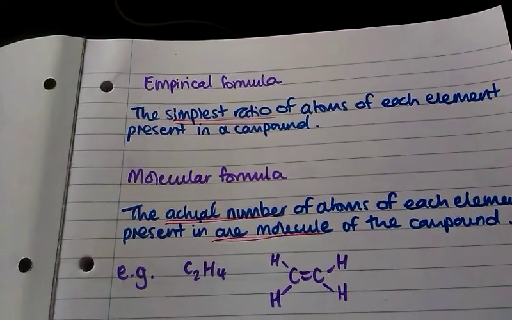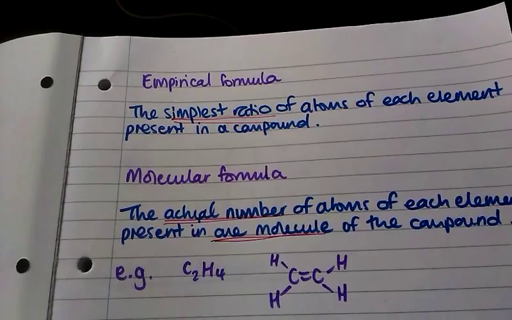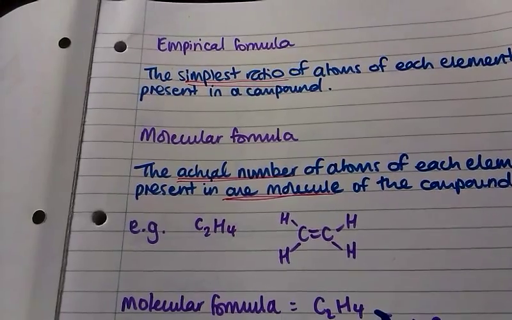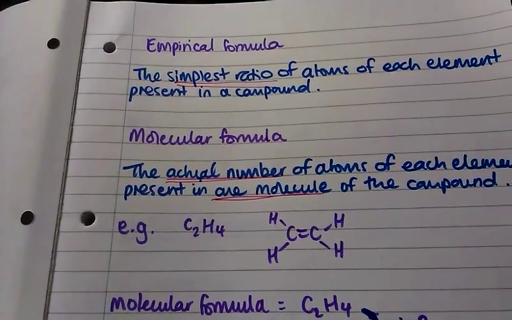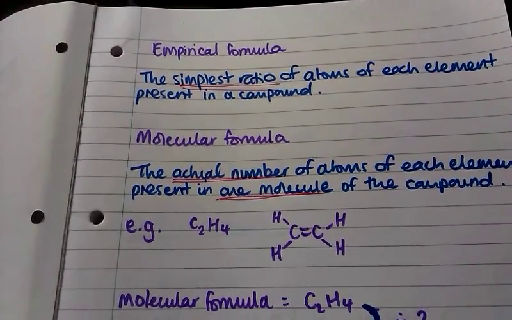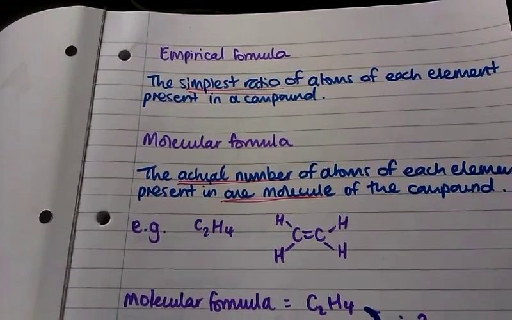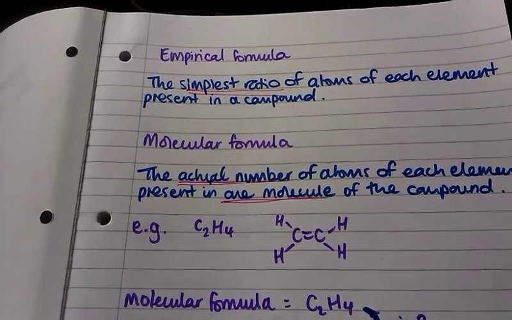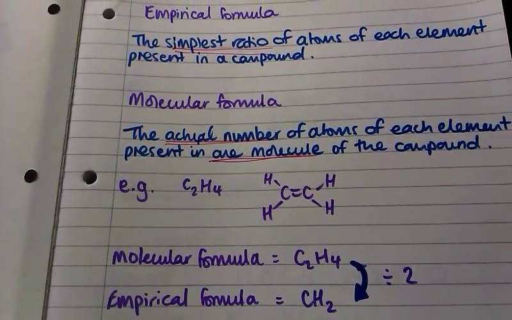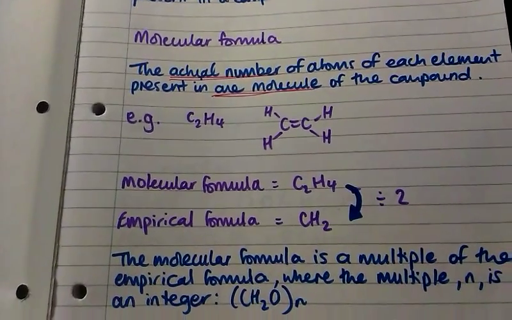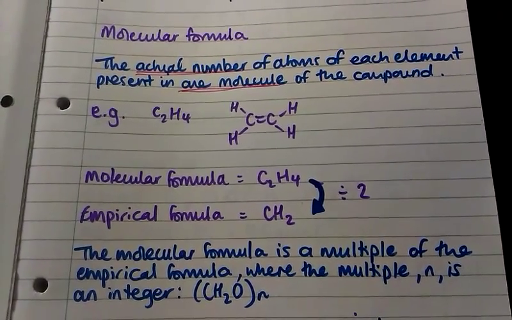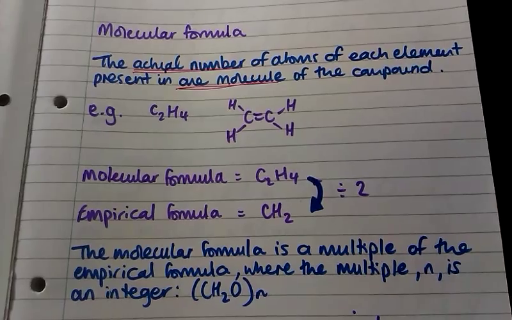For example, if we have the compound C2H4, the molecular formula is C2H4 because that's the actual number of atoms of each element in one molecule of that compound. But the empirical formula will be the simplest ratio, so what whole number will divide into both 2 and 4? So the answer to that is 2, and then that would give us the empirical formula as CH2. So the molecular formula is a multiple of the empirical formula, where the multiple, denoted by the letter n, is always going to be an integer.